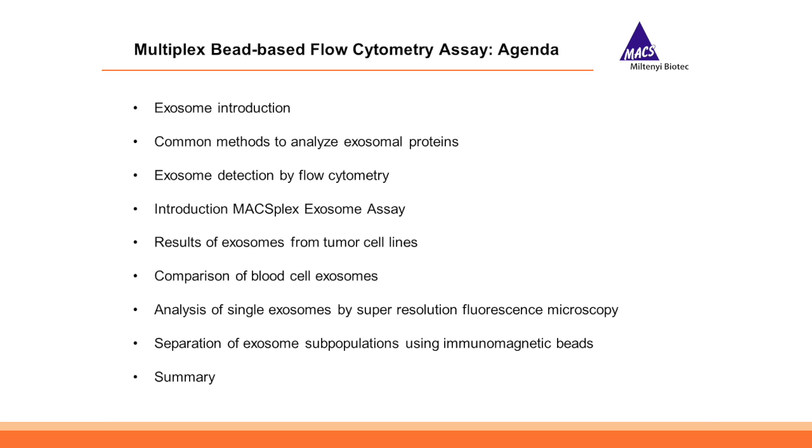We will start with a short introduction about exosomes and common methods to analyze exosomal proteins, with a focus on exosome detection by flow cytometry. Then I will introduce our multiplex bead-based assay, and in the second part I will show you results of exosomes analyzed from tumor cell lines and of different blood cells. Then we will have a short break with analysis of single exosomes by high-resolution microscopy, and in the end I will show you results of separation of different exosome subpopulations using immunomagnetic beads.